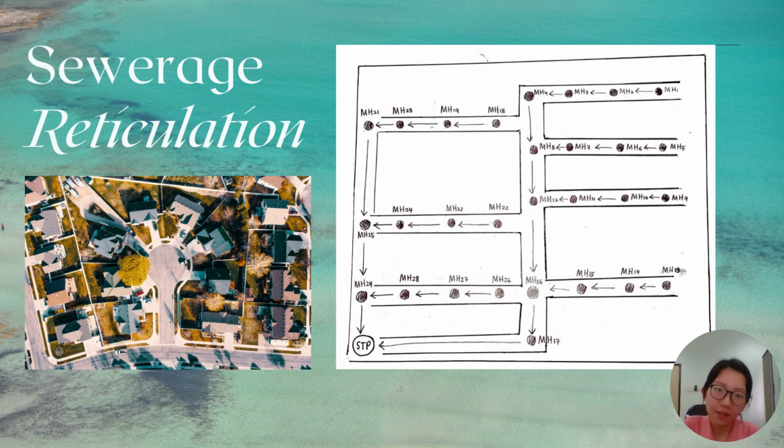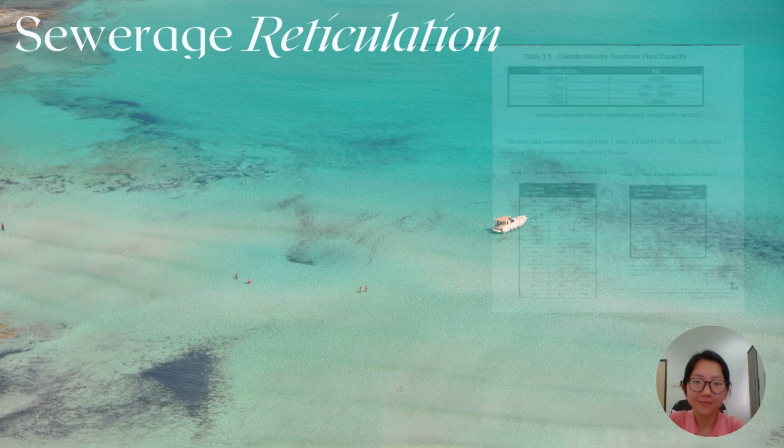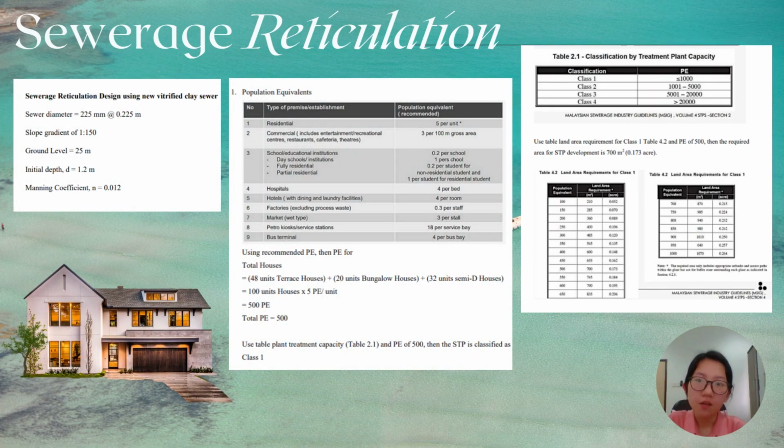Okay, next. This diagram in this slide shows the direction of each manhole to another manhole. So their final destination is the sewerage treatment plant. Okay, next. For the sewerage reticulation design in our project, we are using the new vitrified clay sewer. The sewer diameter is 225 mm, which is 0.225 meter.